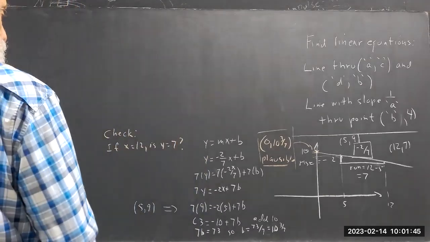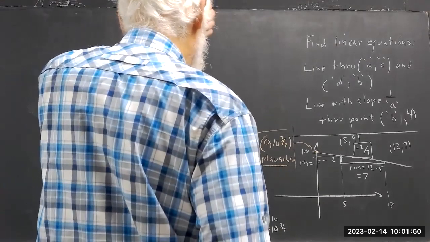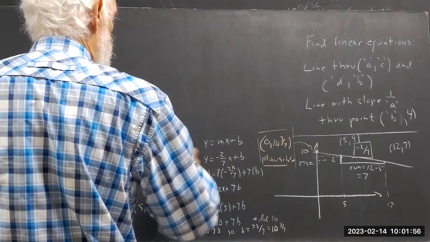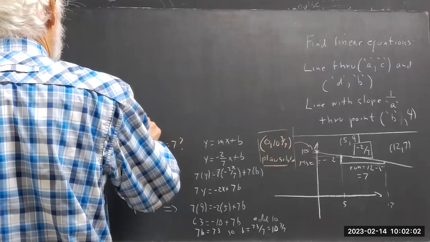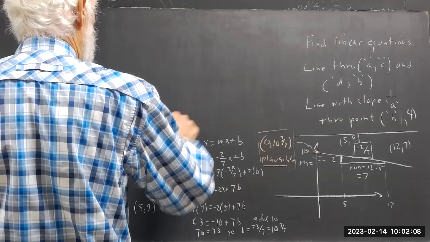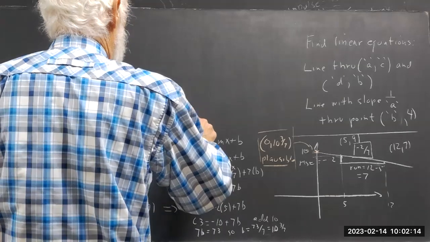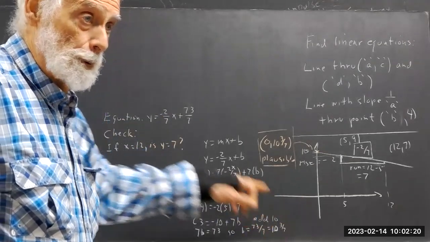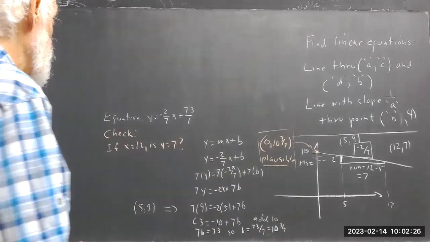Is y equal to 7 when x is 12? Well, our equation is, we got b, we've already got the slope. And I'm not going to write 10 and 3/7 here. I'm going to write 73/7, because when we do the arithmetic with our fractions, we don't have to convert a mixed number to the proper fraction. You've got to be able to deal with the fraction. So we check this out.